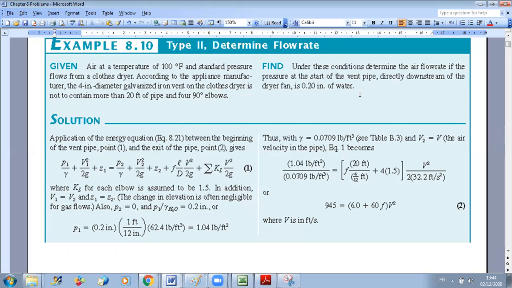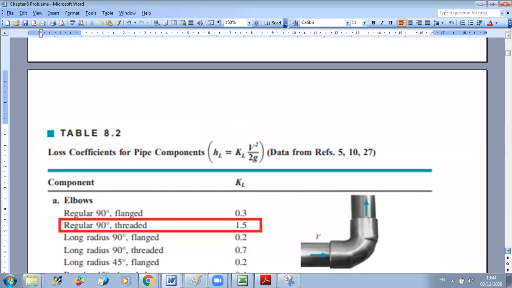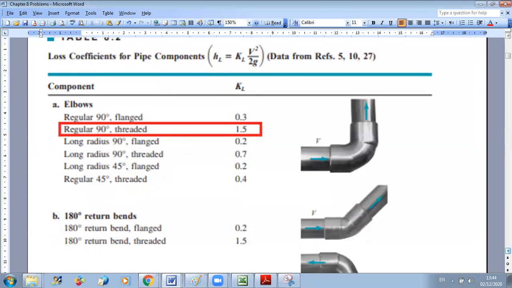So you can go to the book and you can see all these figures. Okay. So for example, you have a table. Table 8.2 of the book will give you the minor loss coefficient for different accessories. Okay. So for example, here, even for elbows, you have several possibilities.